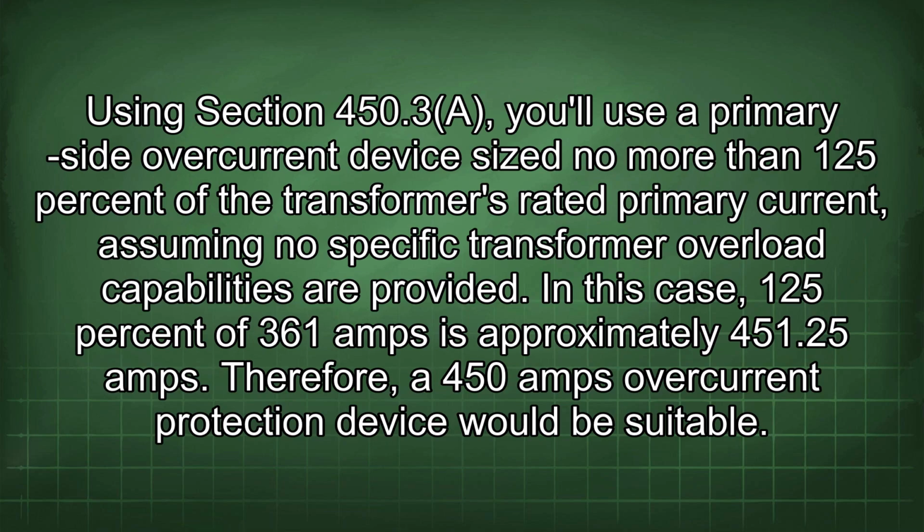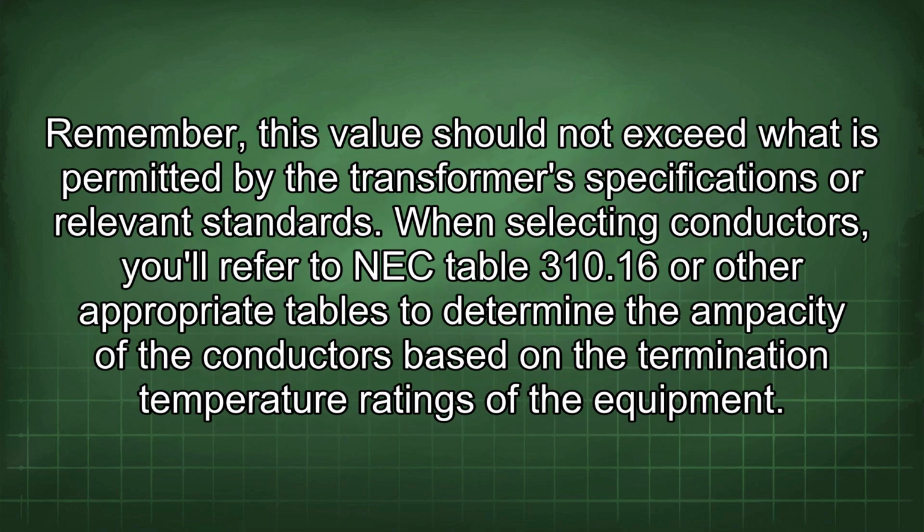Using Section 450.3(a), you'll use a primary side overcurrent device size no more than 125% of the transformer's rated primary current, assuming no specific transformer overload capabilities are provided. In this case, 125% of 361 amps is approximately 451.25 amps. Therefore, a 450 amps overcurrent protection device would be suitable. Remember, this value should not exceed what is permitted by the transformer specifications or relevant standards.